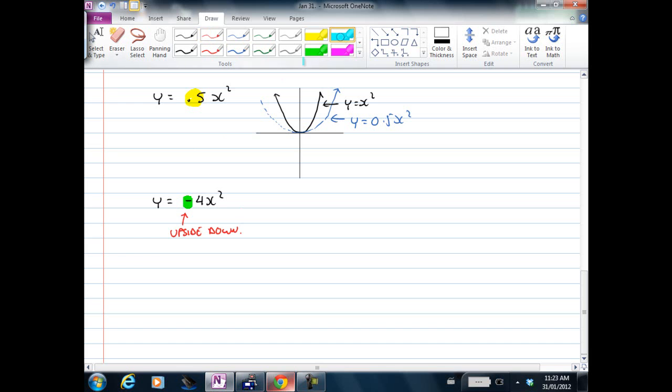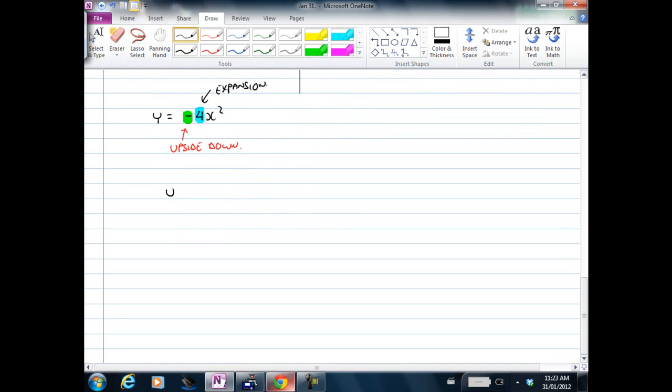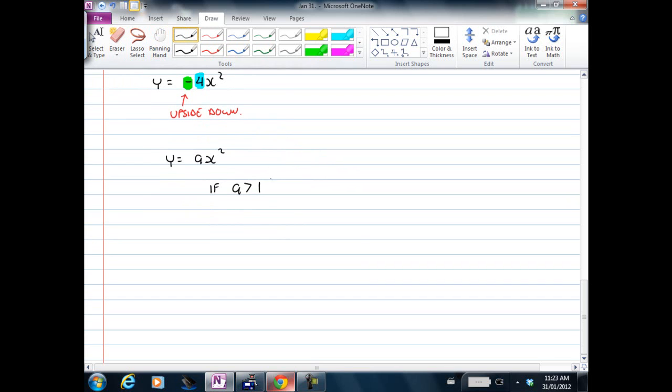Okay. This number is called the expansion number. So I'm going to write a few notes for you. Expansion. y equals a x squared. If a is greater than 1, I don't care about the negative sign, by the way. I just look at the number. If a is greater than 1, then you have an expansion. Ignore the negative sign. I just look at the pure number itself. If a is between 0 and 1, this is called a compression. How do you draw it on your graph? Well, it's really hard to tell. So just try your best.